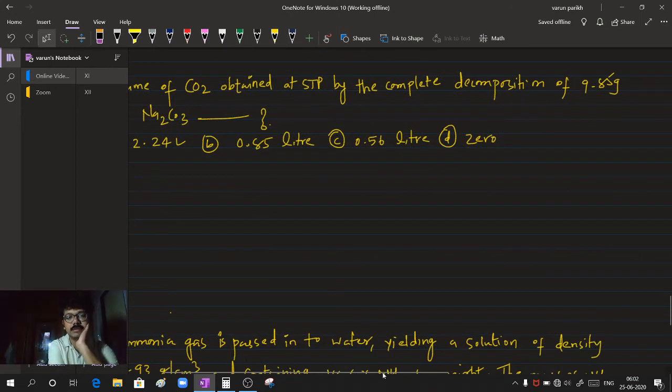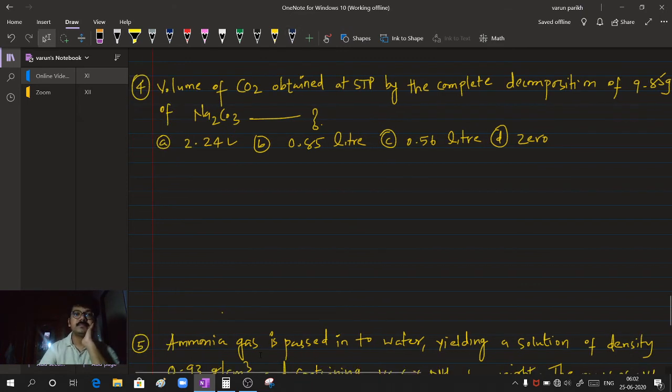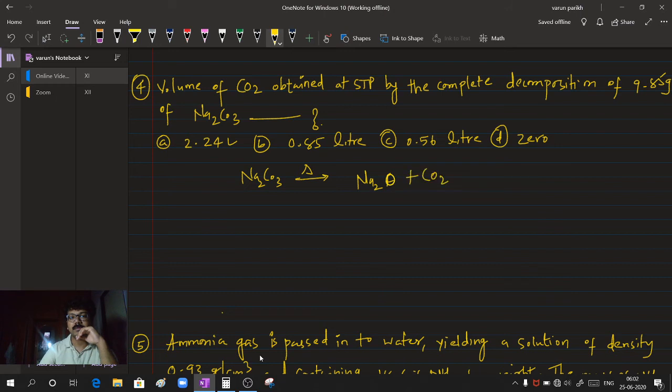Now let's go for the next numerical. That's very interesting. It is asked that volume of CO2 which is obtained at STP by the complete decomposition of this many gram of Na2CO3. So what is the reaction actually? Na2CO3 when it decomposes, it gives sodium oxide plus carbon dioxide. And the question is asked at STP, what will be the volume of CO2 produced if 9.85 gram of Na2CO3 is there?